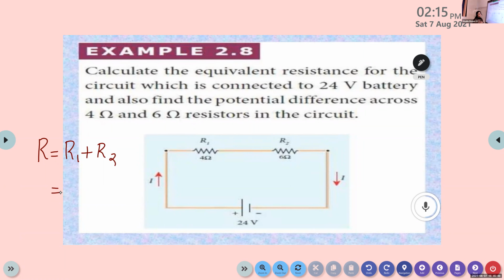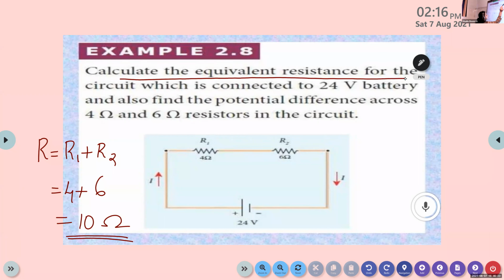What is R1? 4 ohm. R1 is 4. R2? 6. So 4 plus 6 is equal to? 10. And what is the SI unit of resistance? Ohm meter. Here we are finding only the resistance, so it is ohm. Ohm meter is the unit of resistivity. So 10 ohm. So the first question is over.